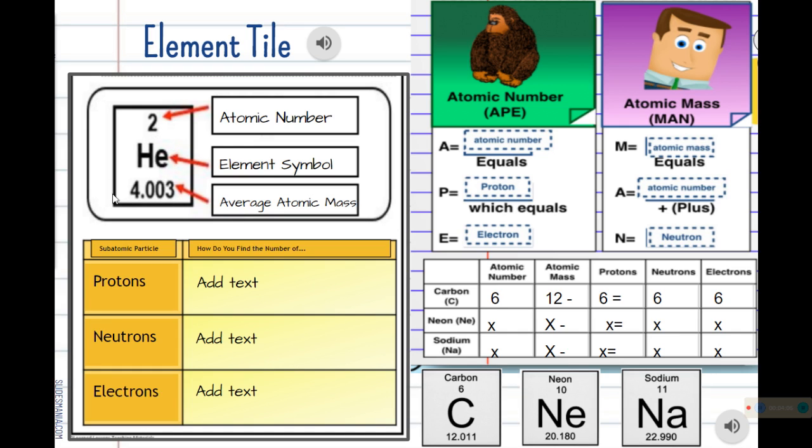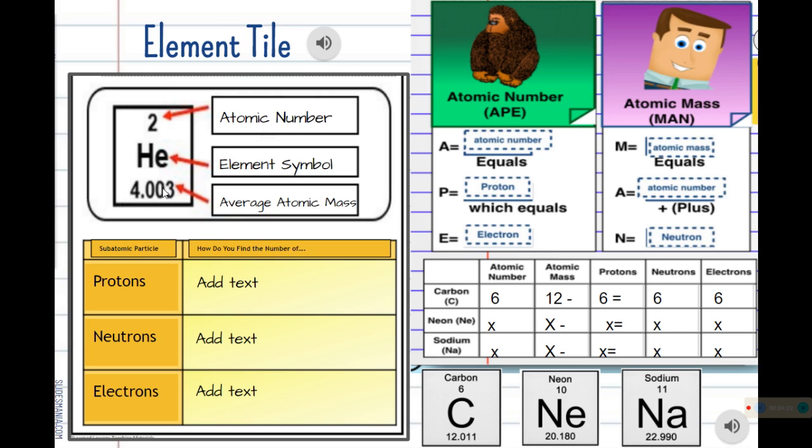And then our atomic mass is right here. It's 4. The atomic mass is always going to be larger than your atomic number because this includes the atomic number plus the neutrons. This one will always be larger.